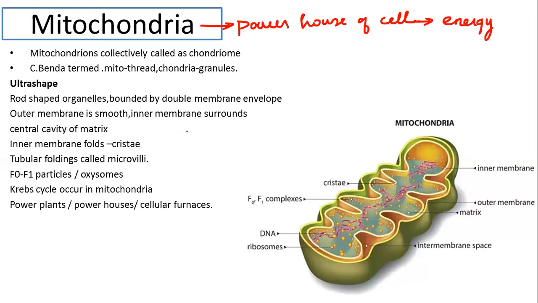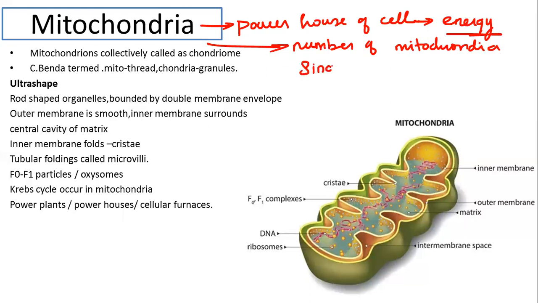Since mitochondria produce energy, the number of mitochondria differs based on the organism. Some microorganisms contain only a single mitochondria, like green algae, unicellular blue-green algae. Have you all heard about this? BGA. Unicellular blue-green algae have only one mitochondria, whereas a normal animal cell is different.